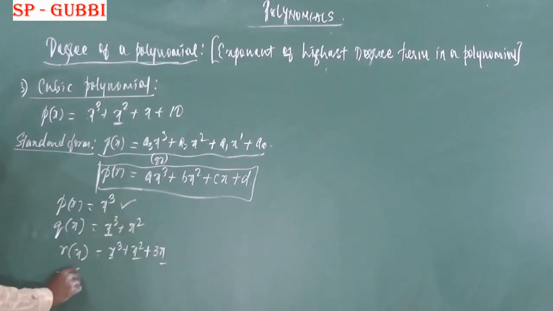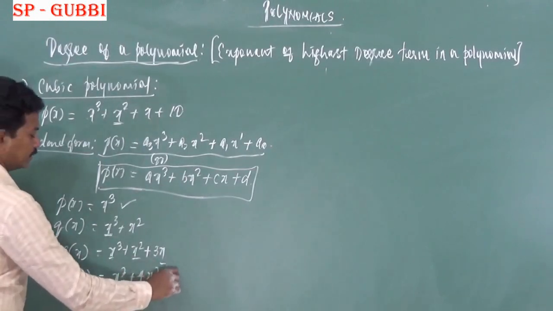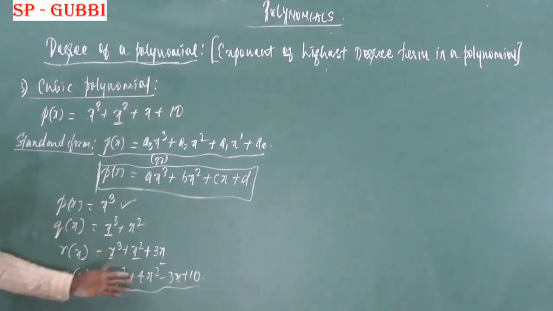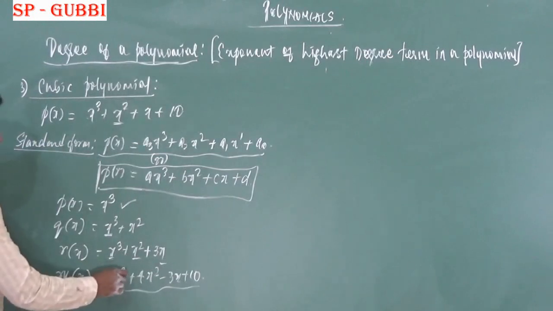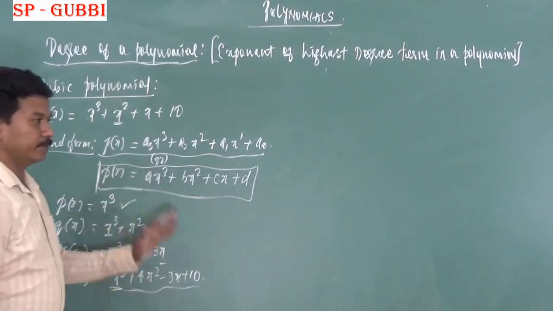And m of x is equal to x cube plus 4x square minus 3x plus 10. So a polynomial with 4 terms can also be a cubic polynomial. So the only thing is the highest degree of the variable should be equal to 3. So this is a cubic polynomial.